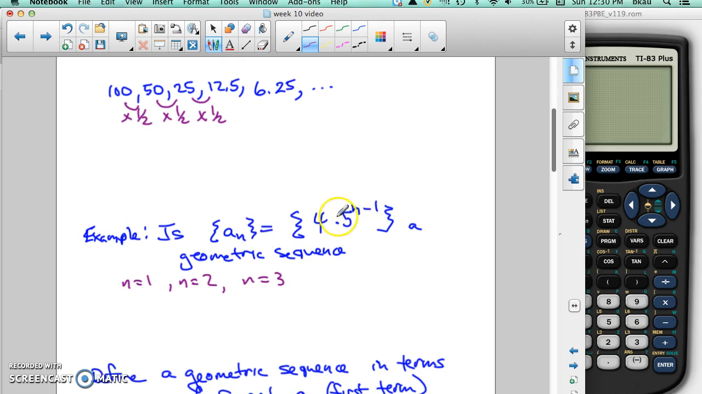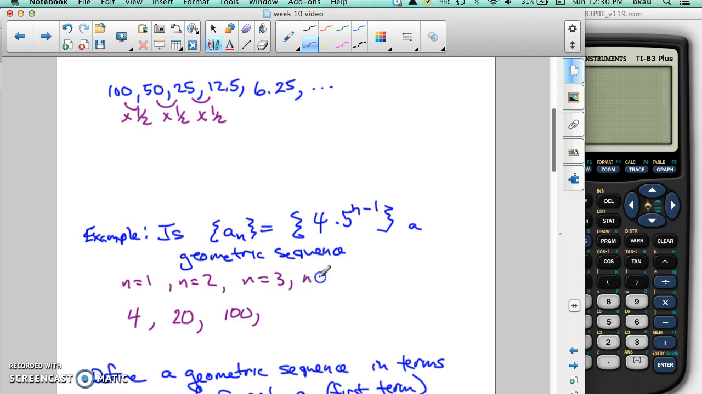If n is 1 here, we have 4 times 5 to the 1 minus 1, that's 0. So that's going to be 5 to the 0 power, which is 1. So our first term is 4. Our second term would be 2 minus 1, which is first power. First power of 5 is 5 times 4 is 20. Third term is 25 here, because it's 5 squared. 25 times 4 is 100.